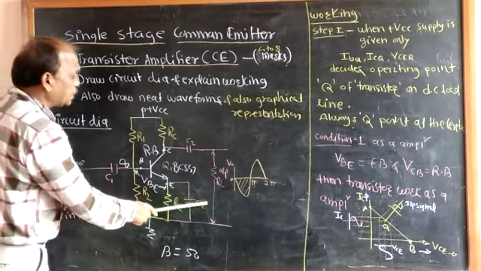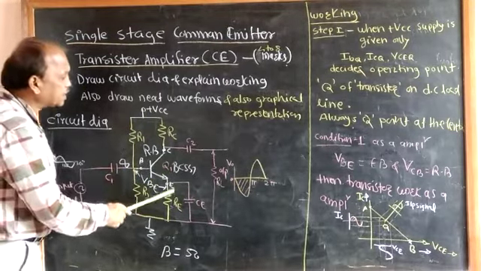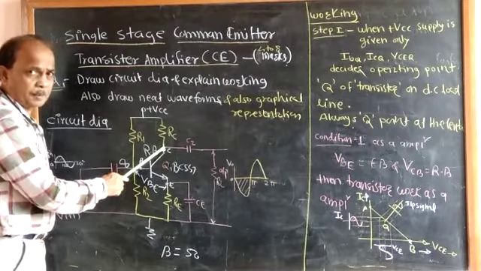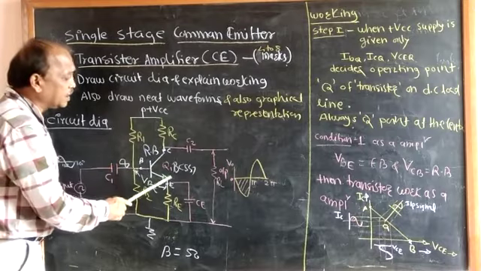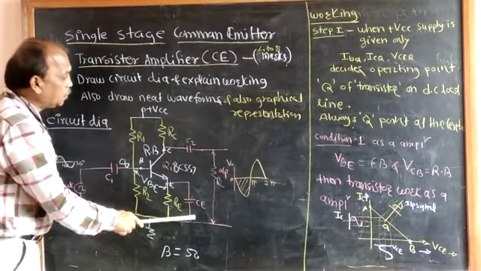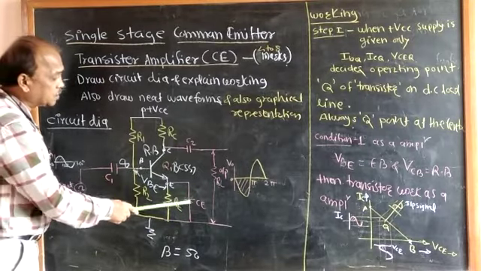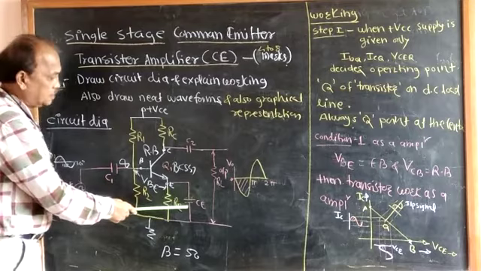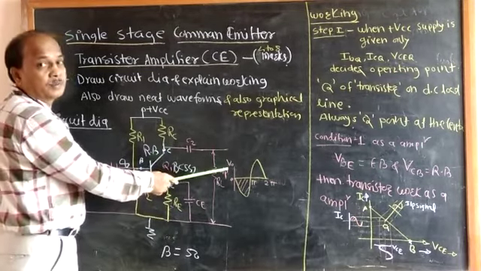The function of bypass capacitor C is, if any unwanted AC signal is present in the amplified signal, then this unwanted AC signal can bypass to the ground. Okay. So only a pure sine wave signal is present here. Now this is the function of this bypass capacitor.